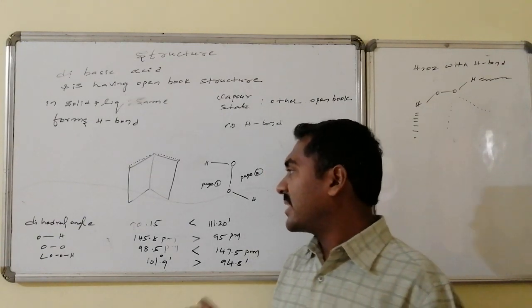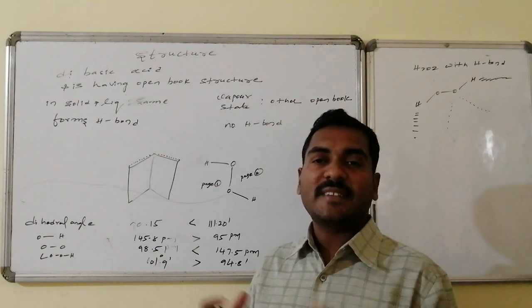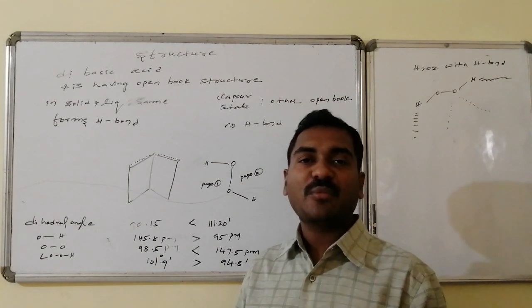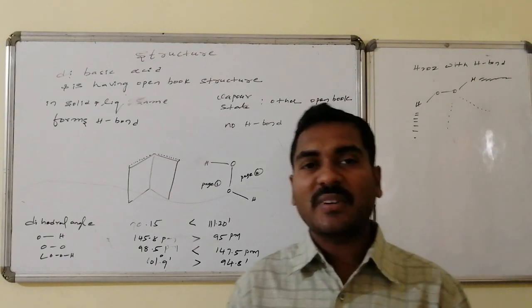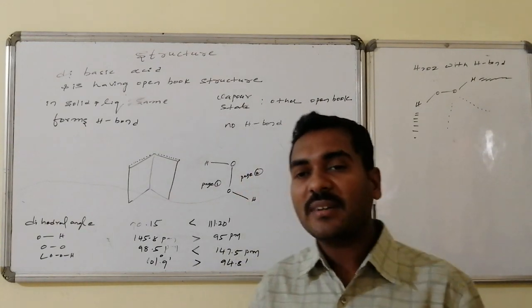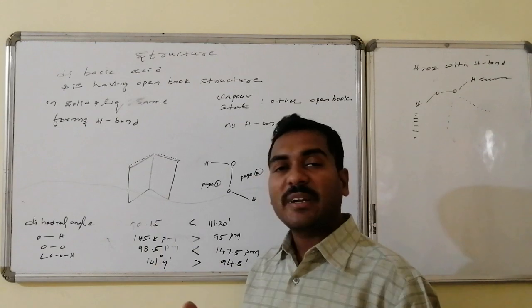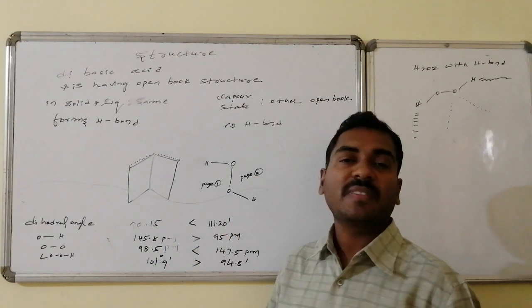In order to make the regular structure, the bond angle adjusts, because these are not the same: 2 are hydrogen bonds, one is an OH bond, and another is an OO bond. Therefore the bond angle adjusts to nearly 90, whereas in the open structure it will be 130.